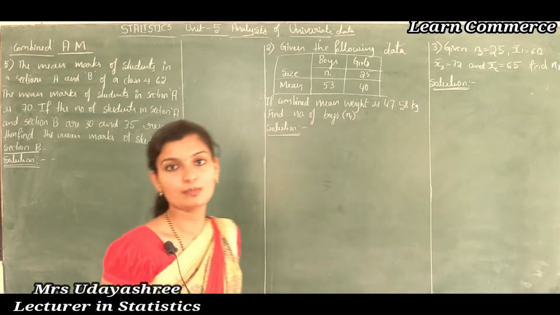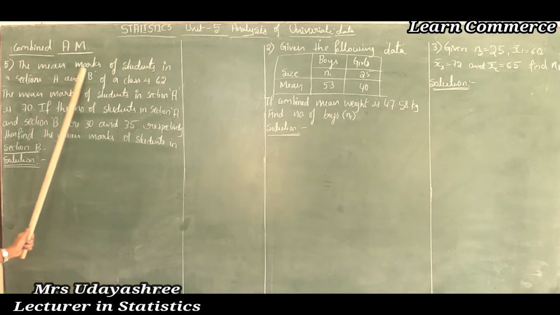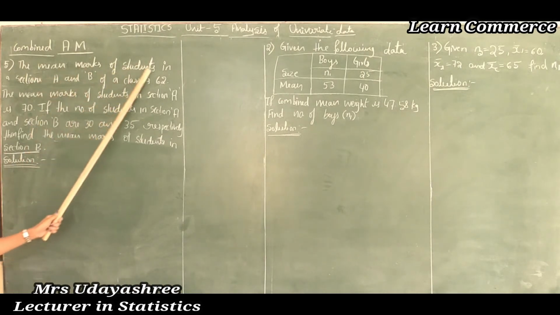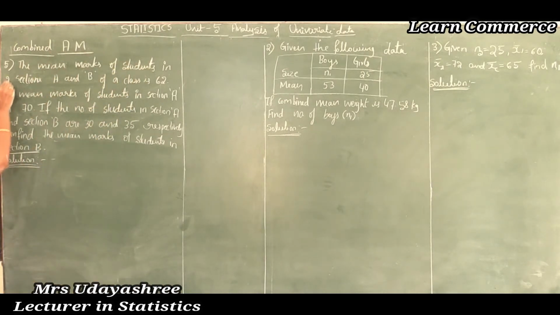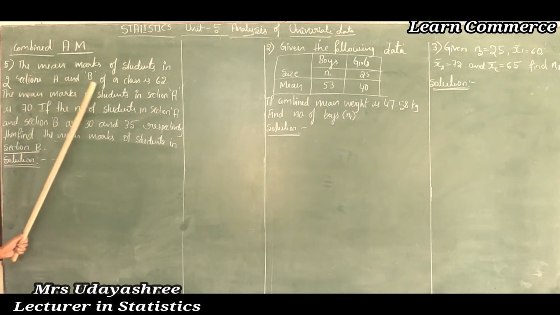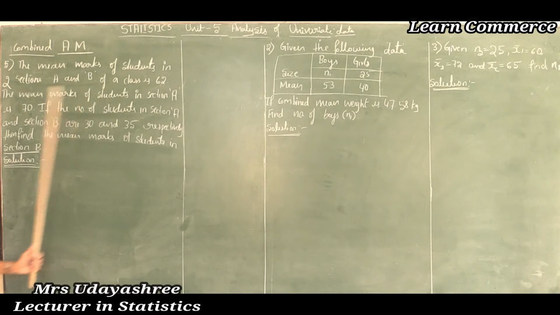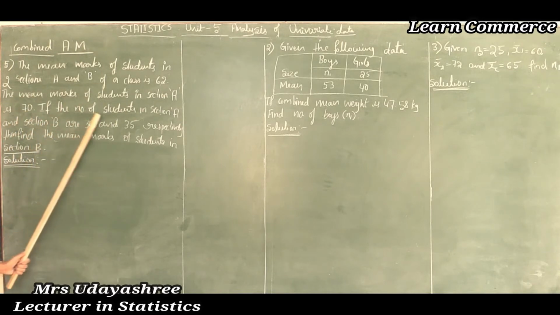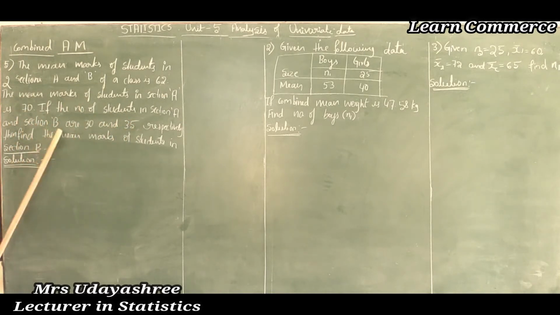Let's start problem number 1. The mean marks of students in two sections A and B of a class is 62. The mean marks of students in section A is 70. If the number of students in section A and section B are 30 and 35 respectively, then find the mean marks of students in section B.